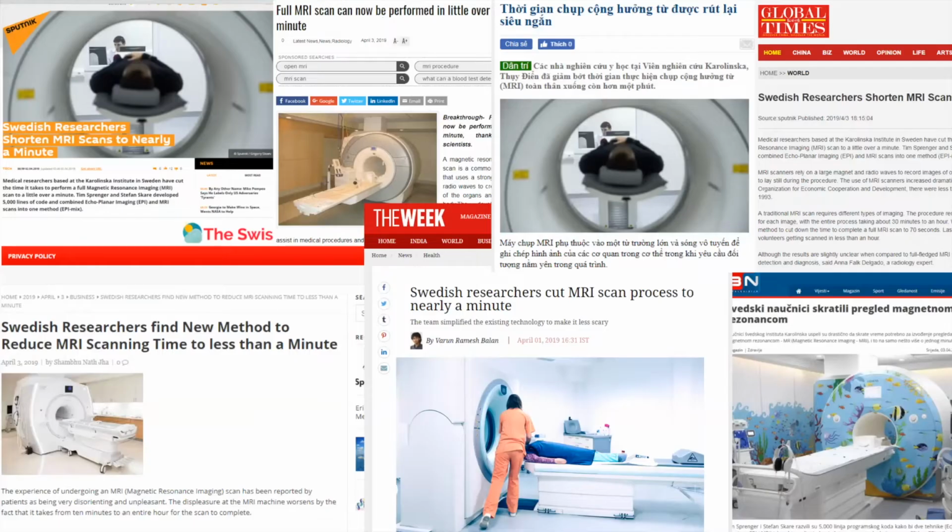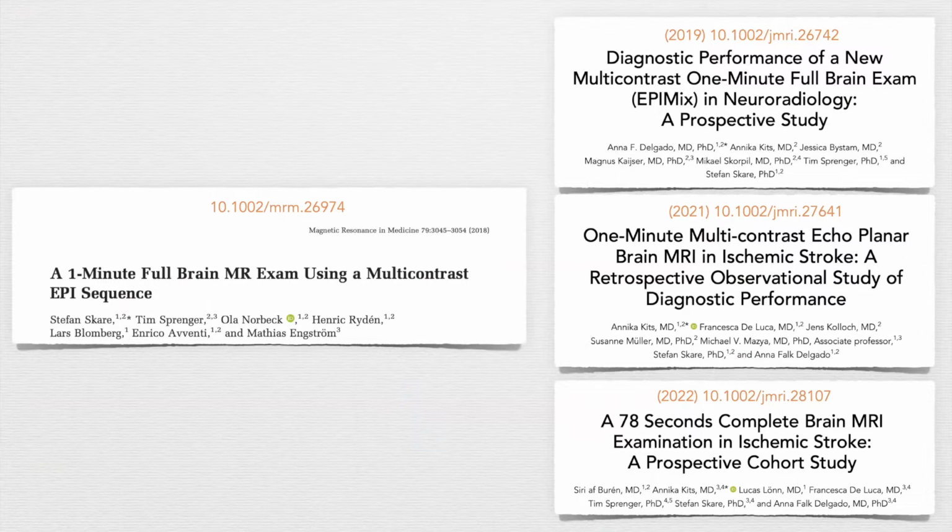If you start with EPIMix, we invented that in 2018, so 4 years ago now, and we got a lot of media coverage for a while. We have also written a few papers on it, where on the left is the technical paper we wrote, and then we followed that up with a few diagnostic performance papers, basically seeing how well you can figure out the diagnosis of a patient compared to conventional MRI images that were also scanned at the same time.